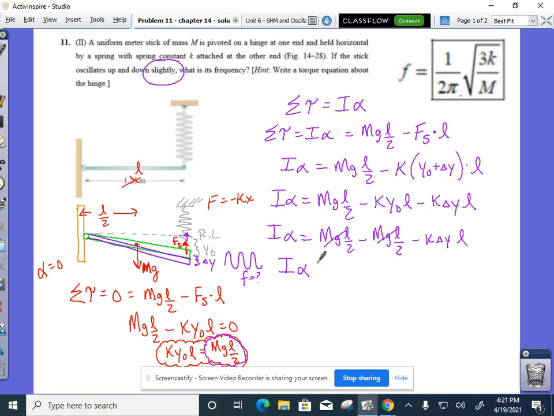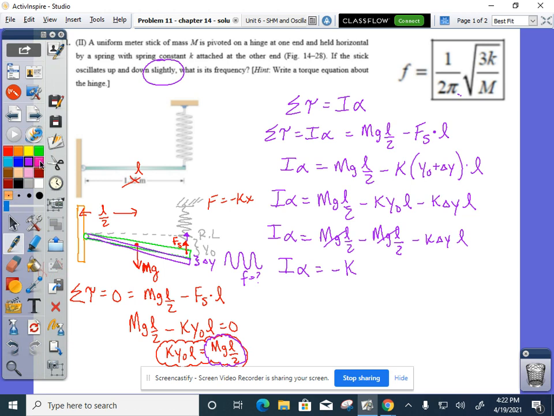I alpha is equal to, let's see, negative k. Now before I put in delta y, I know I'm going to try to get to a form like this here. I'm going to try to replace delta y with some portion of theta, right? So just like we had from before, we're going to try to write this in terms of theta. So let's take a look at this over here.